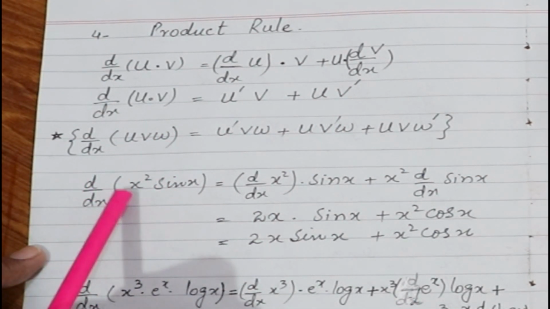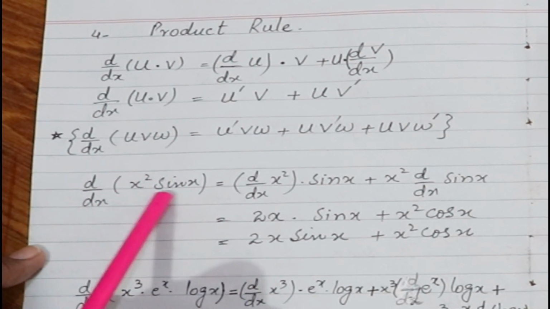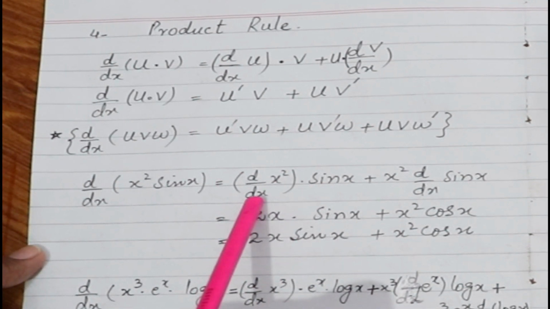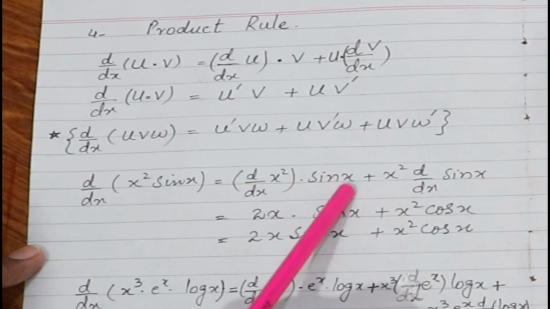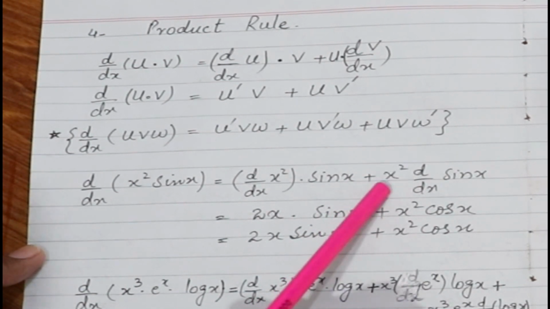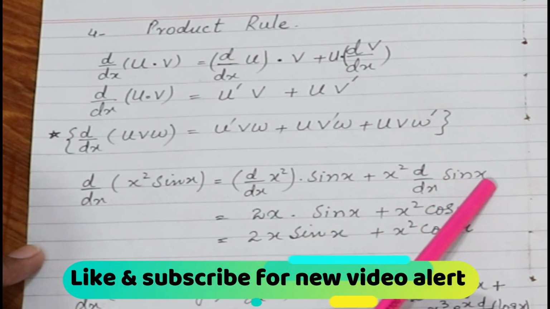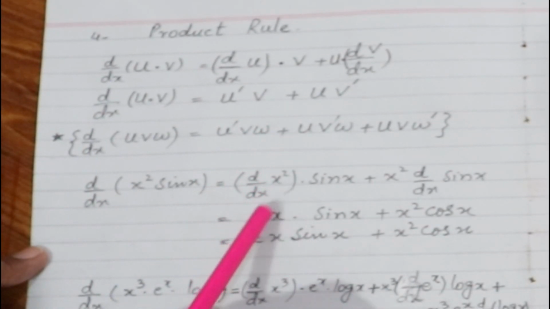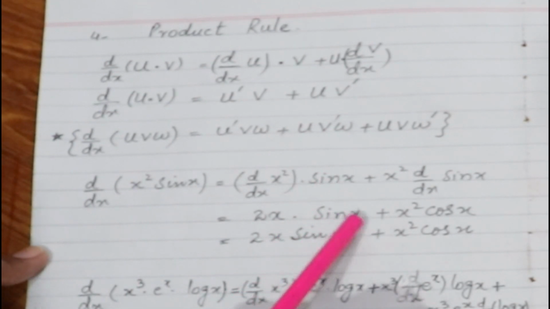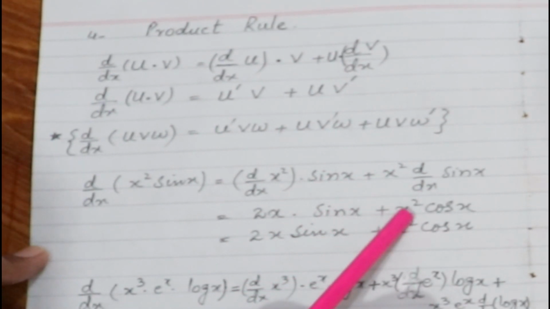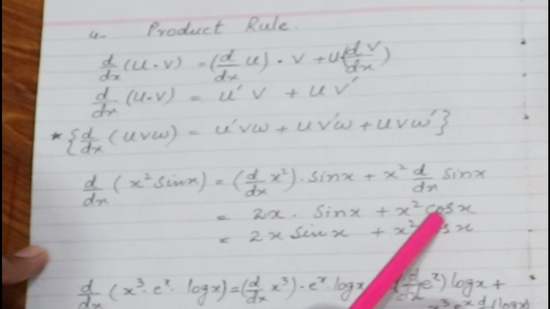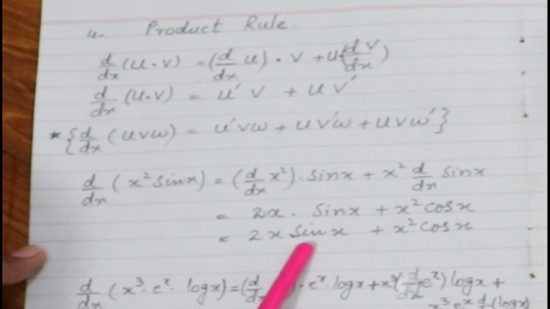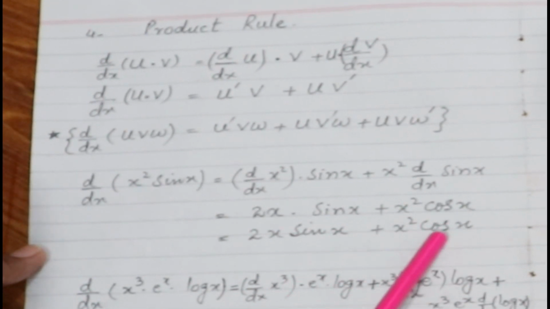d upon dx, x square sine of x. x square and sine of x are associated by means of multiplication. Derivative will apply first on x square, sine x will be the same, plus x square will be the same and derivative of sine of x. The derivative of x square will be 2x by using the power rule, sin x will be the same, plus x square will be the same, and the derivative of sin of x will be cos of x. After simplification, we will get 2x sin of x plus x square cos of x.